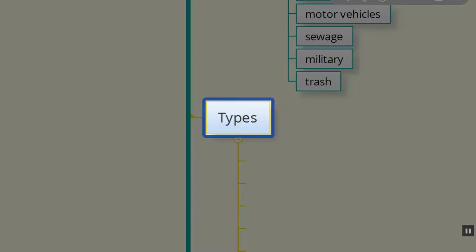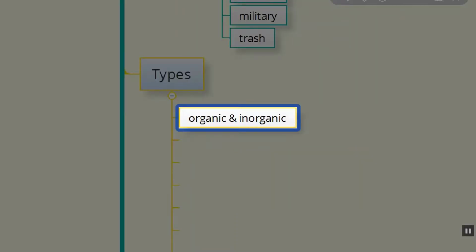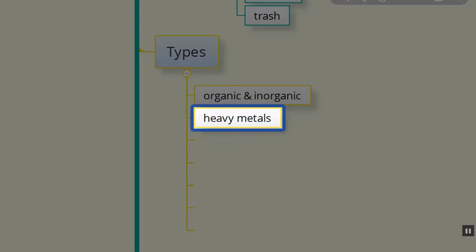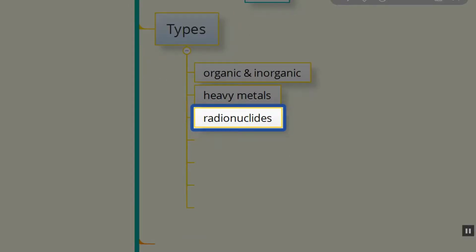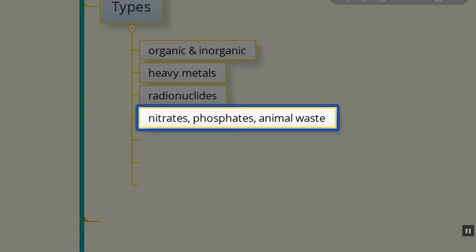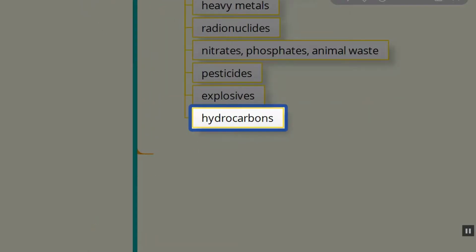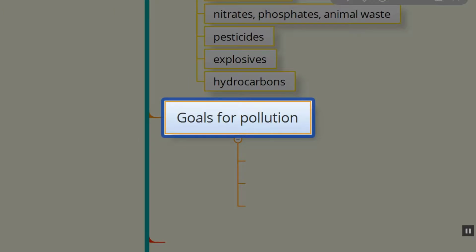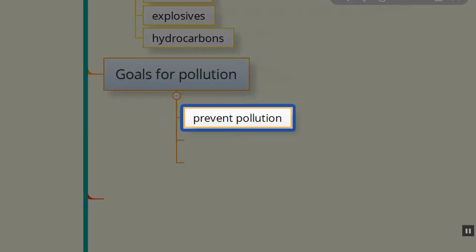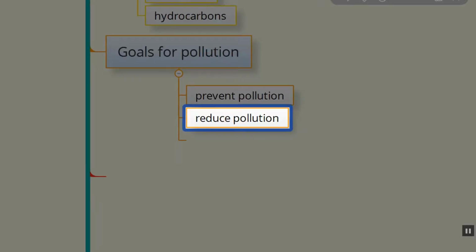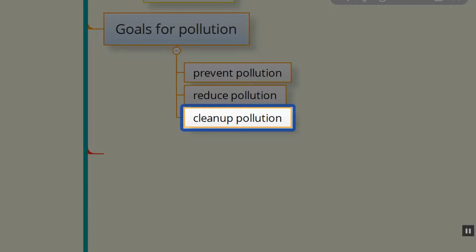What are the types of toxic waste? Well, they're both organic and inorganic. There are heavy metals, radionuclides, nitrates, phosphates, and animal waste products, pesticides, explosives, and hydrocarbons. What are the goals for dealing with pollution? First and foremost, we want to try and prevent it if at all possible, and reduce it if we can't prevent it. And certainly we have to identify those sources of toxic waste, or those sites that are contaminated, and clean up that pollution.